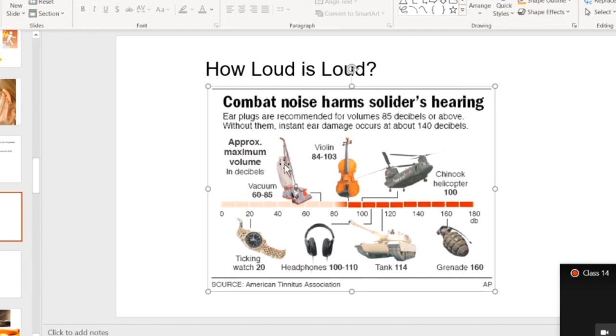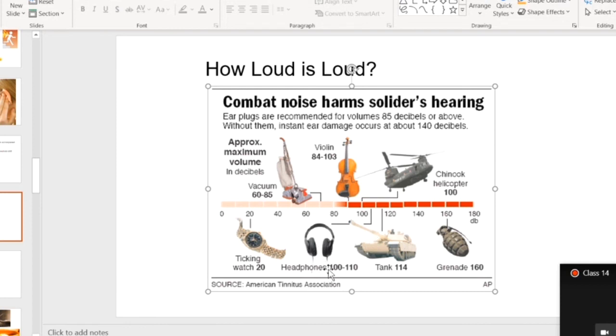When you're on the vacuum cleaner, you got to wear earplugs. Violin. I've been teaching violin this semester, and I wear earplugs when I practice because this little animal is a beast. It just shouts sound. It's amazing how loud it gets. And then there's the obvious, right? Helicopters, grenades, tanks. Yeah, you're just destroying your ears.